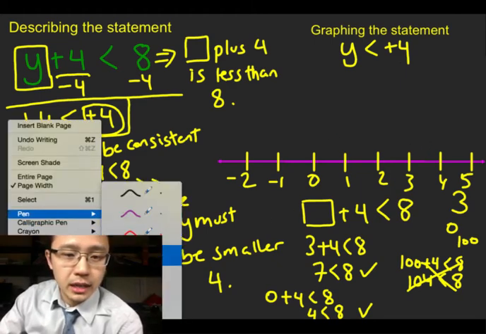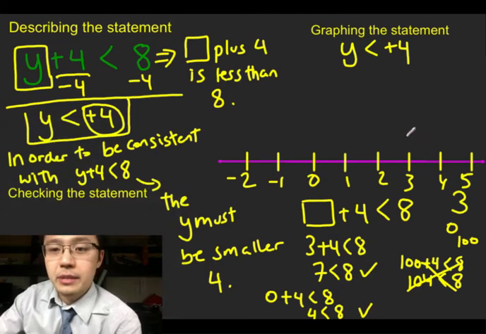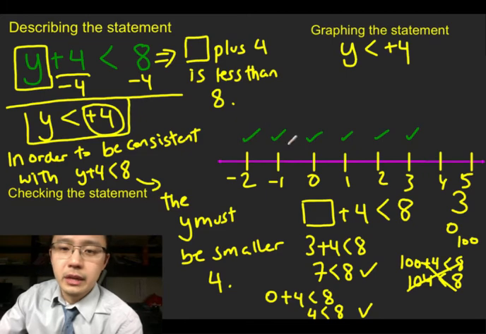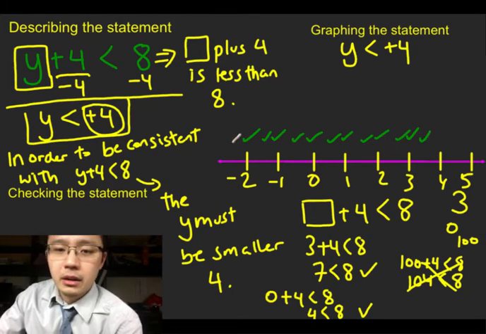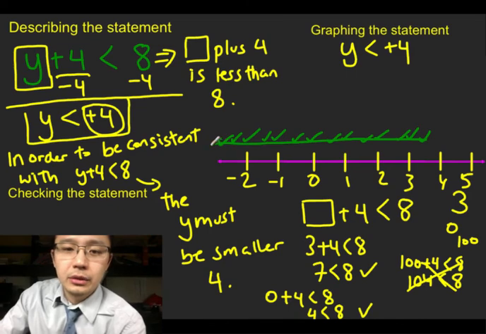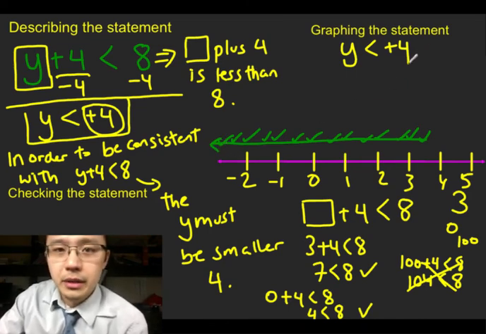Let me change colors so you can see. Is 3 smaller? Yeah, it's smaller. All these ones are smaller. What about in betweens? Yeah, that's still smaller. All these are smaller. So basically this entire line to infinity would be smaller than 4.